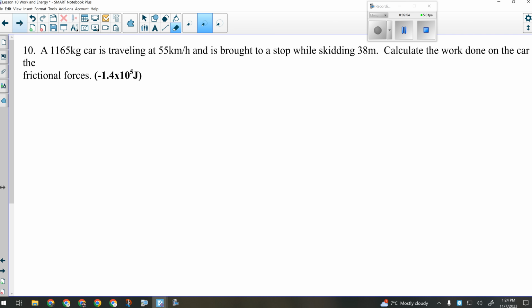Okay, try that one. About the same, but with the other kind of energy. What do you have to do with the 55 kilometers an hour? Make it meters per second, yep.